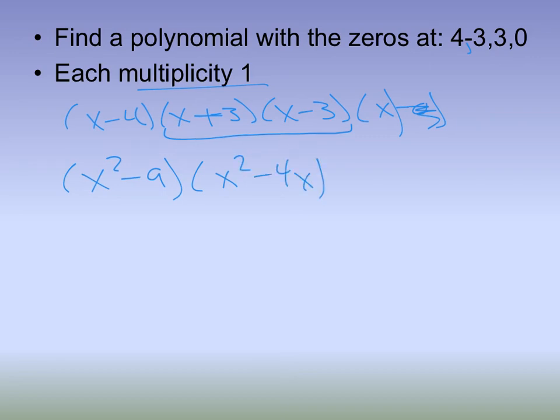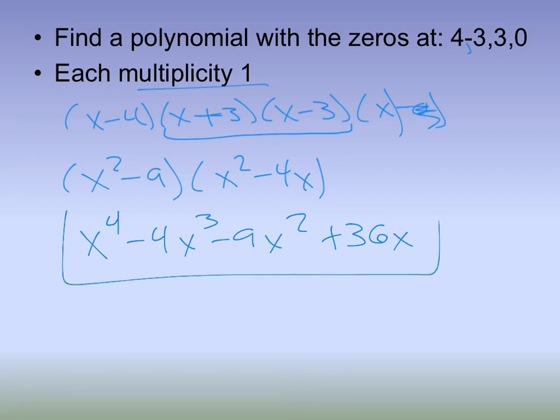I'm going to go ahead and continue to distribute. So I have x squared times x squared, which is x to the 4th, and then minus 4x cubed minus 9x squared plus 36x. And I'm actually done because I can't combine any terms, and this is already in descending order. So I have my polynomial that had zeros of 4, negative 3, 3, and 0, all with multiplicity 1.